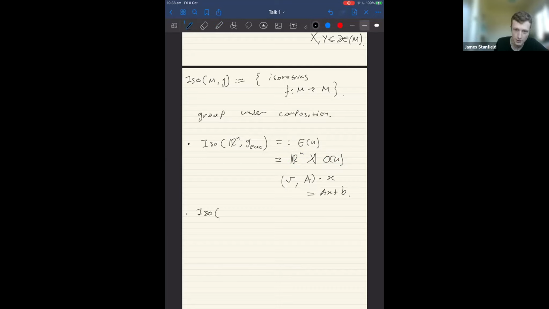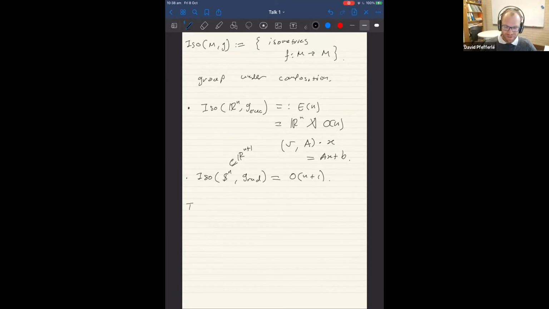The isometries of Sn, well, they all come from isometries of Rn plus 1. Remember, Sn sits inside Rn plus 1. But I can't shift things anymore, right? Because I'm on the sphere, I have to maintain a constant norm. So this is just O(n plus 1). So they're the isometries of the sphere: reflections and rotations.